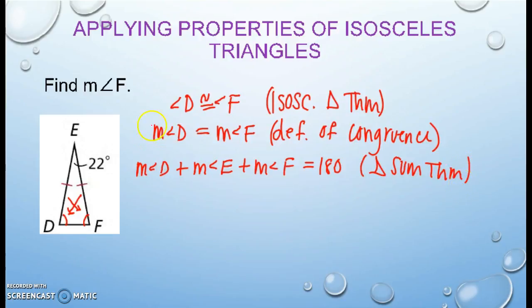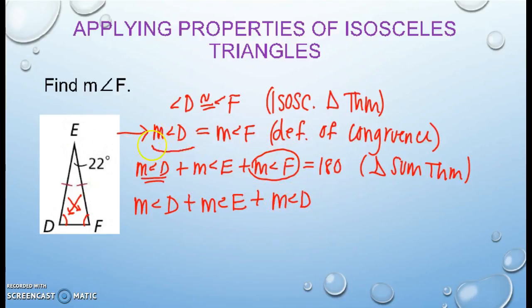And then by this statement here, because D is equal to F, I can replace either D or F with the other angle. So I'll just leave D in here, and I'll replace F with D because they are congruent. That is called substitution. So I can say the measure of angle D plus the measure of angle E. I'm going to replace the measure of angle F with the measure of angle D because this says they're congruent, or they're equal measures, so I can do that. And that's just using substitution.